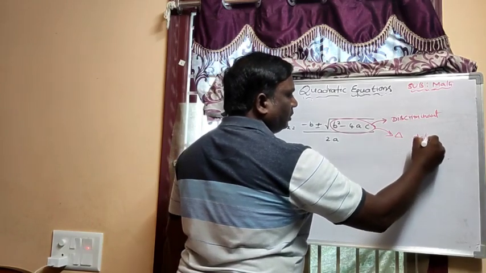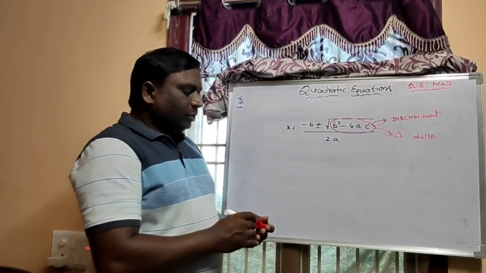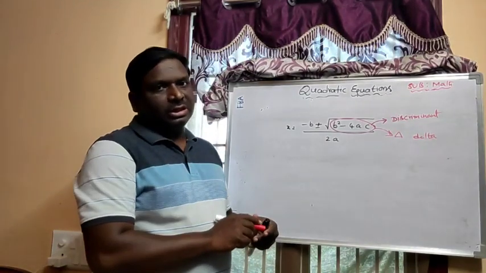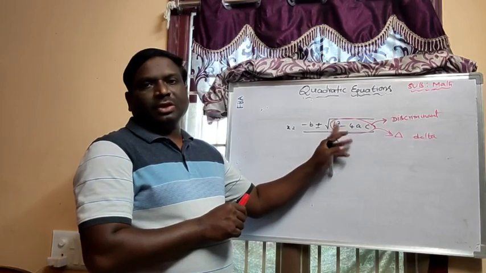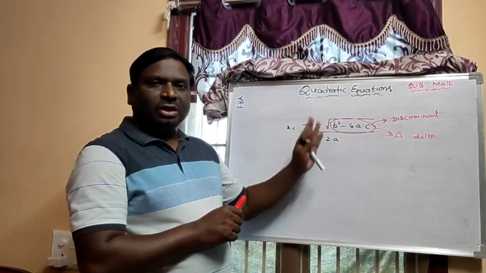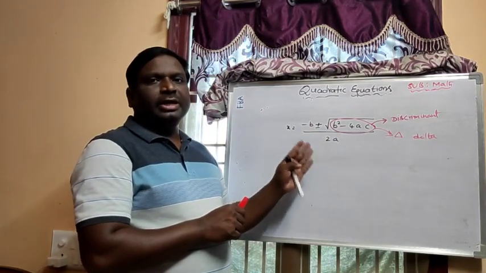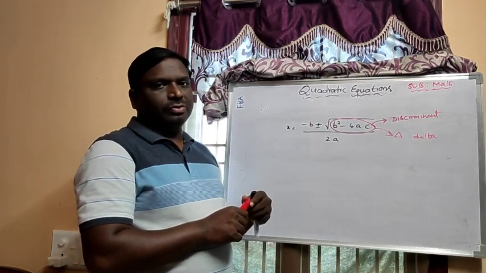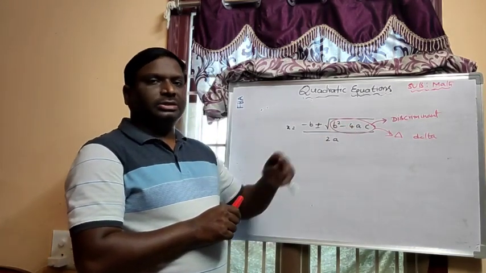Treat it as delta. Okay, so the nature of the roots will come in next session. Nature of the roots depends upon this b square minus 4ac. If b square minus 4ac is greater than or equal to 0, definitely the roots are real and distinct.